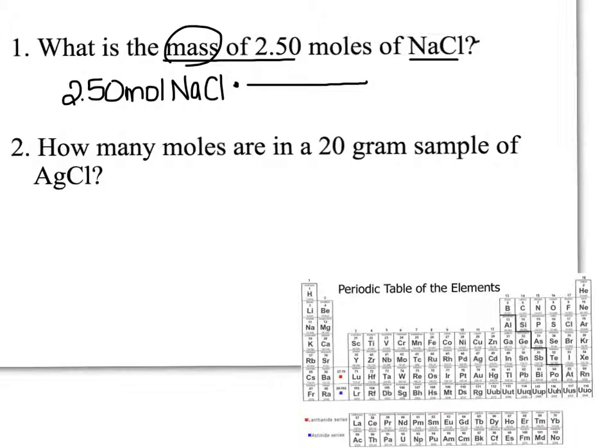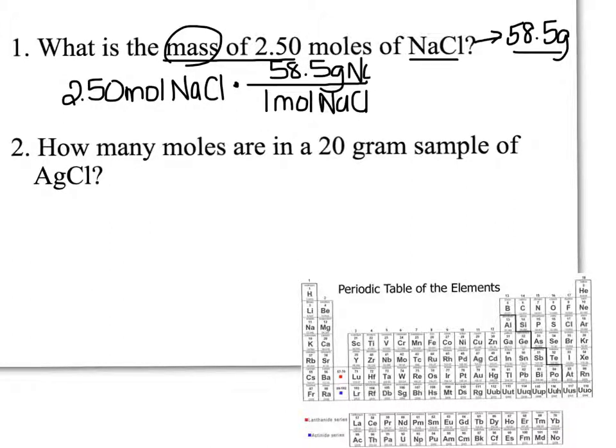Alright, so going to the periodic table, I just gave you the mass of this. It's 58.5 grams. That was on the previous slide. So if 1 mole weighs 58.5 grams, that means 1 mole weighs 58.5 grams for sodium chloride. Why did I put moles on the bottom this time? Because moles is what we want to cancel. That means this time we're going to multiply.